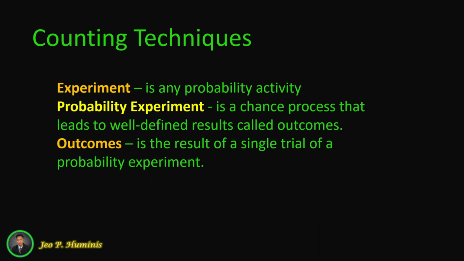We have counting techniques, but before that, we need to be familiar with these terms. Experiment. An experiment is any probability activity. A probability experiment is the chance process that leads to well-defined results called outcomes. We have outcomes. It is the result of a single trial of a probability experiment.